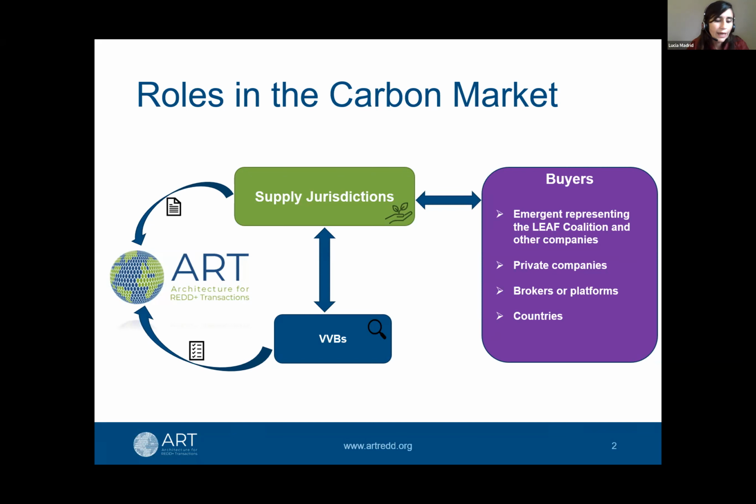The last stakeholder in the carbon market is the demand side. There are many possible buyers of TREES credits. It can be countries, individual companies, or entities like Emergent that facilitates transactions for groups of companies and governments like the LEAF Coalition. ART is not involved in transactions or negotiation of the terms for emission reductions payment agreements, and all participants are free to sell their credits to whichever buyer they select, or can also develop other types of negotiations, such as receiving payments for results without the transfer of the credits to another country or entity.